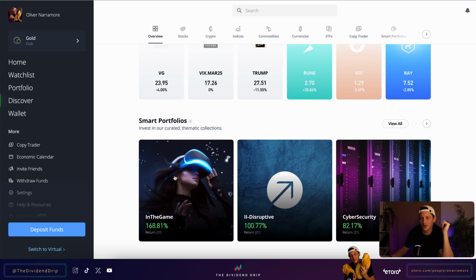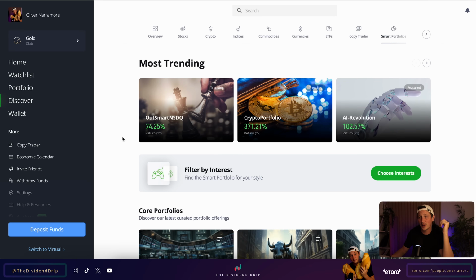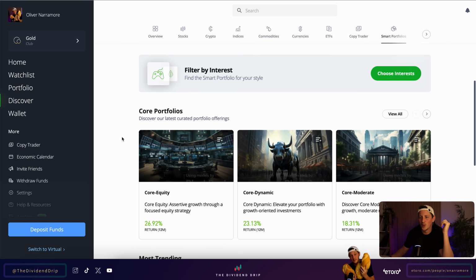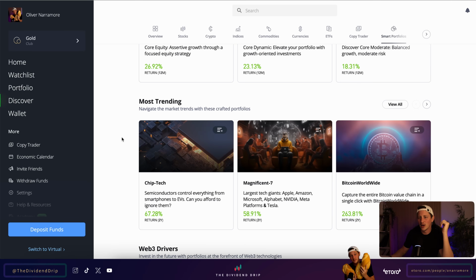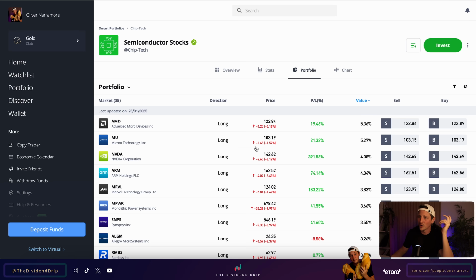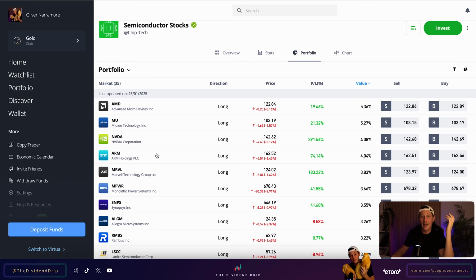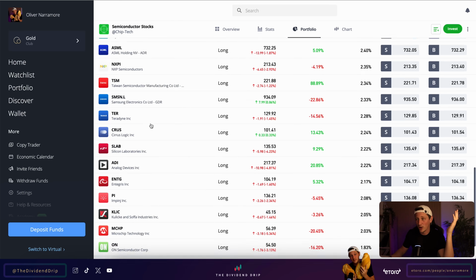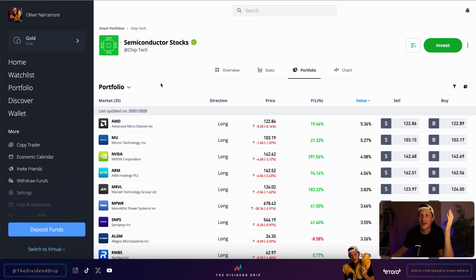Do your research first. These are fantastic though. I do like the smart portfolios. As I said, I invest in my own things, but they can point you in the right direction and give you a little bit more understanding of what people are investing in. Well, I say people, the people that put together these actual portfolios. So Chip Tech, for example, you can have a little look into this. You can see what's in the portfolio. Okay, if you love AI, go to this portfolio and it'll give you the top AI stocks at the moment. Look at that. There's loads in there. You can just invest in that. It's basically like an ETF. In a way, it is an ETF.